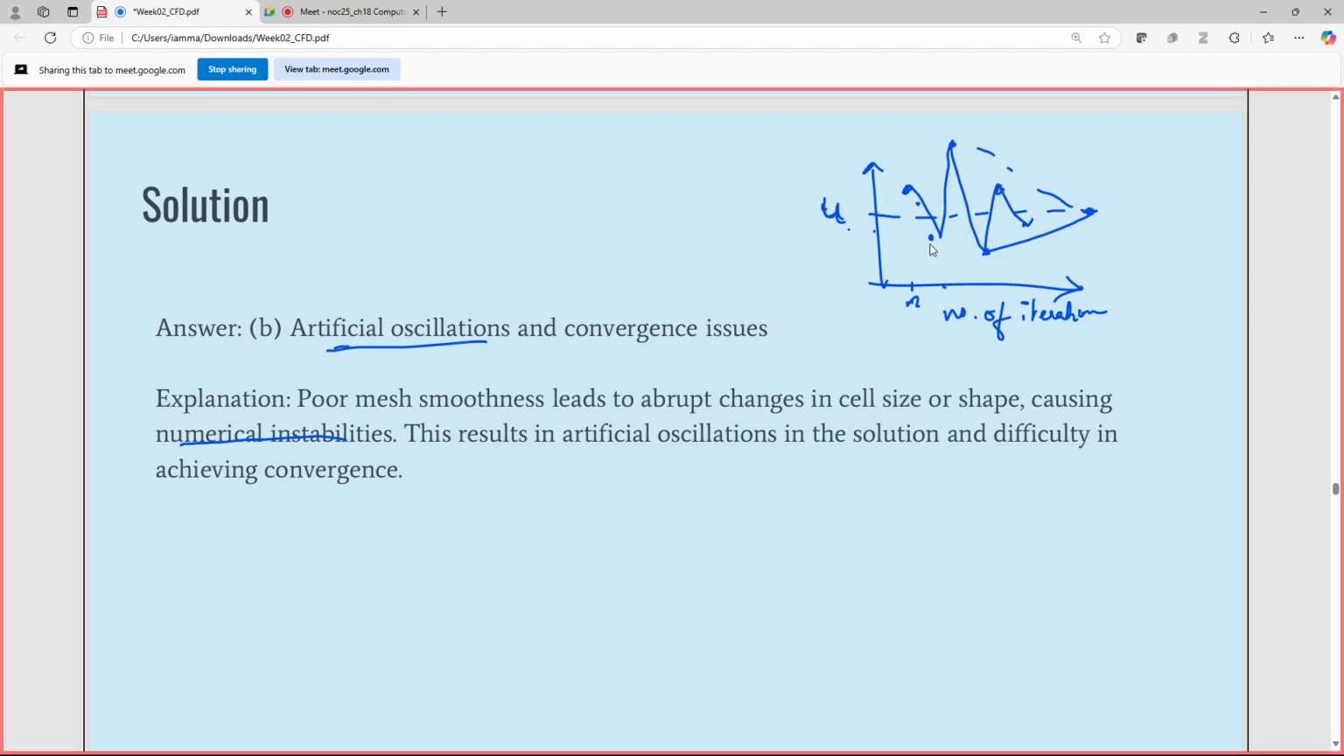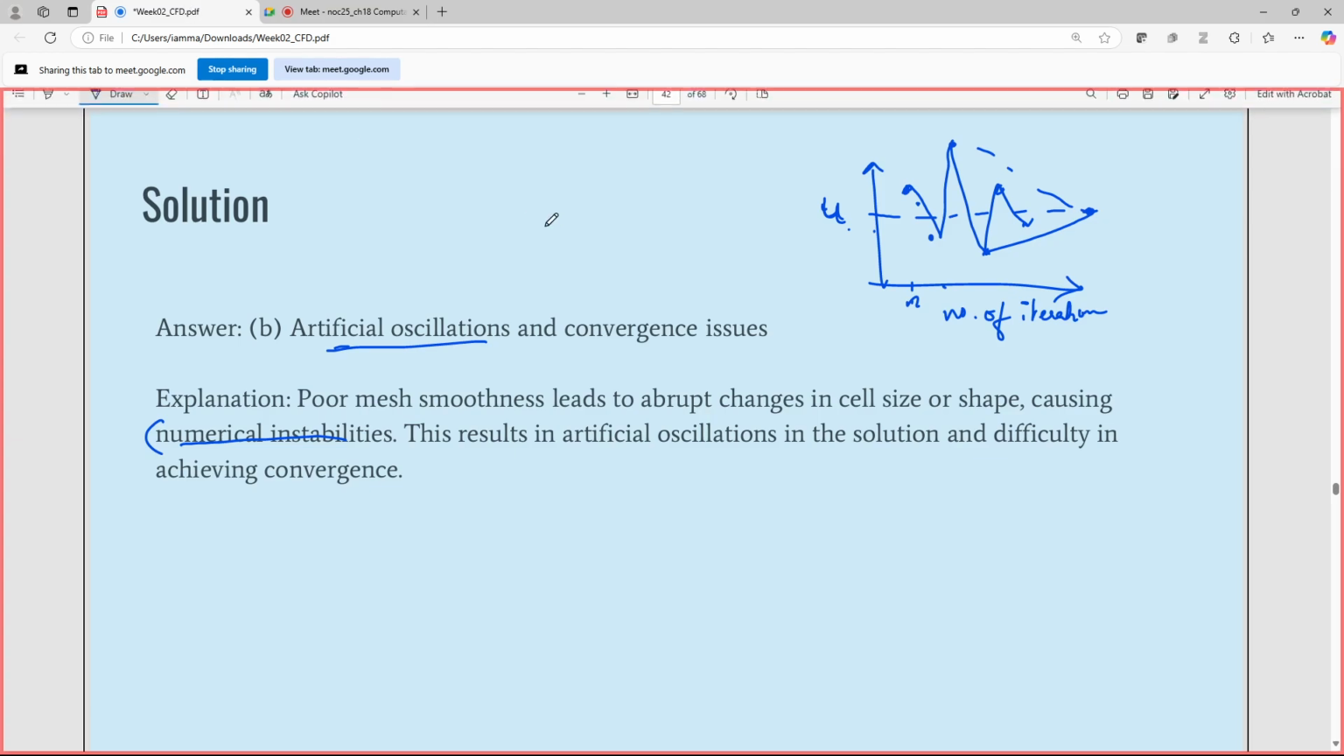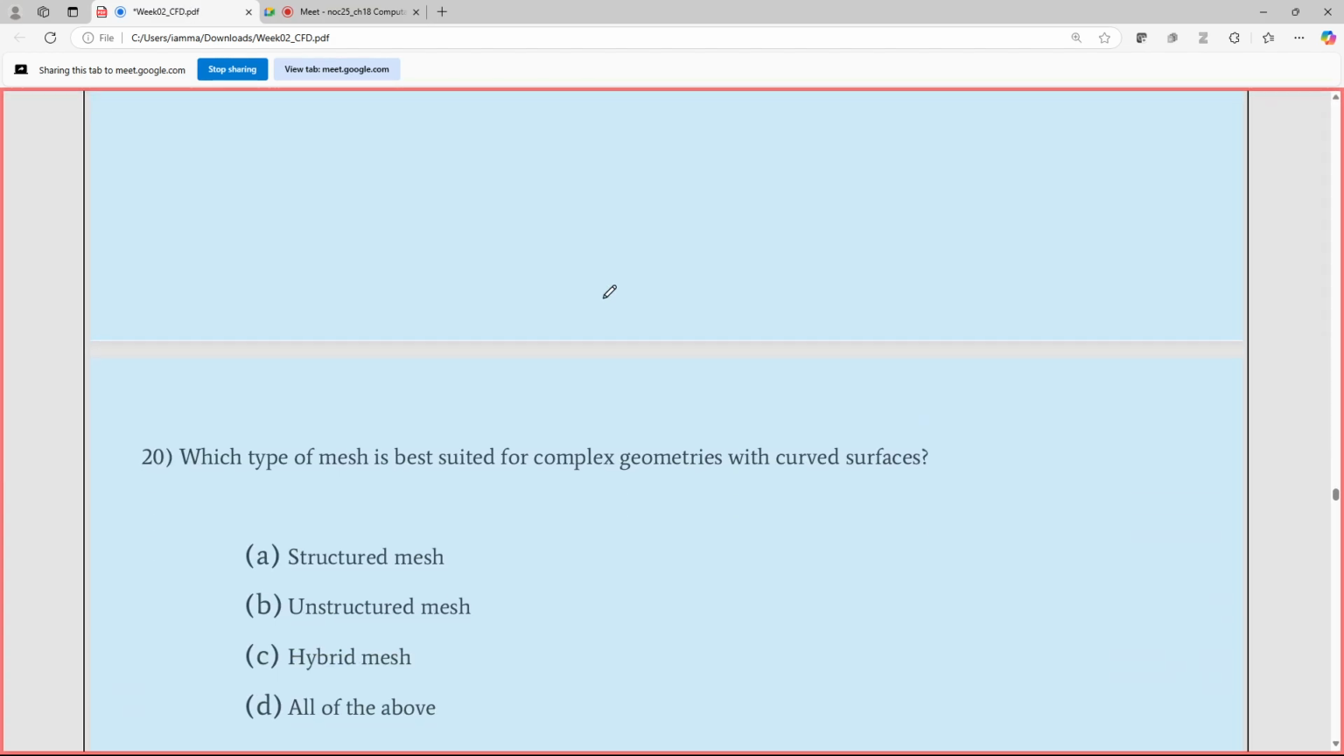But it will under predict, and in the next iteration it will over predict, and this series of over predicting and under predicting cycles will create an oscillation kind of movement in the results. So that is called artificial oscillation, or it's kind of a numerical instability; it won't get stable. So that's what it's called, artificial oscillation. Hope that clears it out.